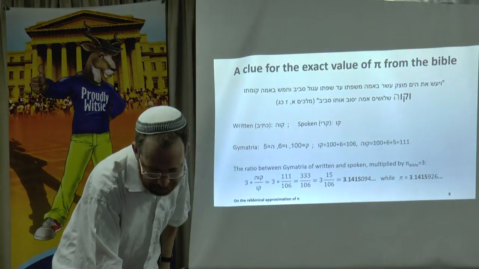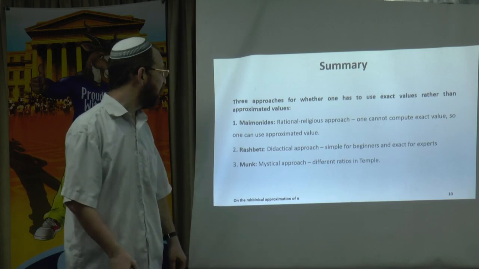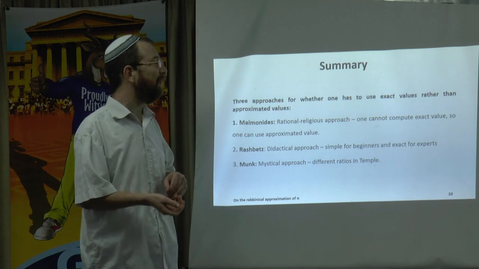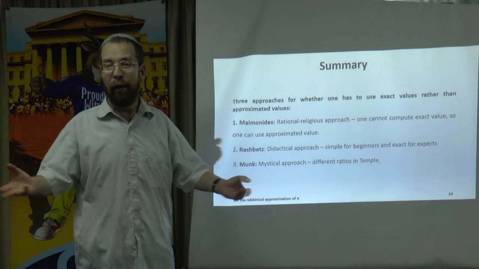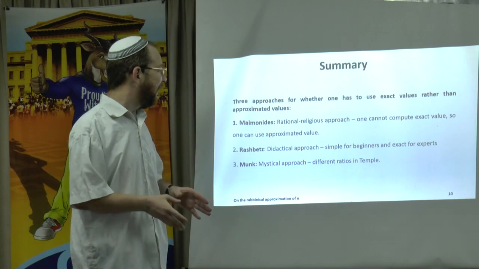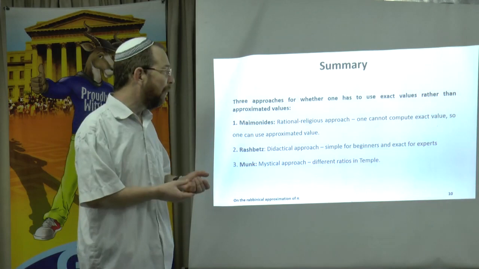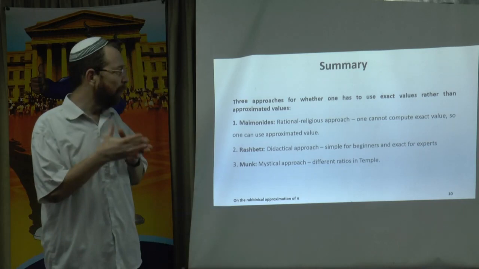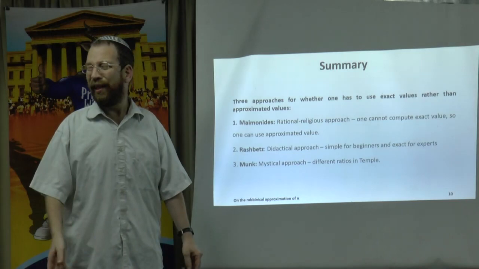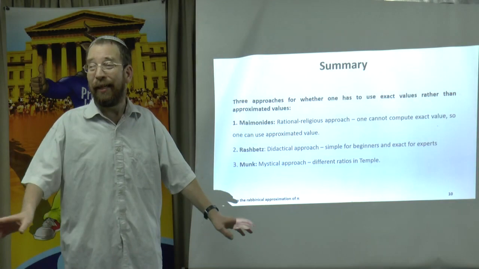Okay, so to summarize, we saw three approaches to whether one has to use the exact value or the approximated value. Maimonides says we cannot reach pi anyway, so take the approximated value. Rashbat says that the rounding is for the student, but when we want to use it in practice, we need to take the exact value. And the last one was of Moon, which said it was a mystical approach, that in the Temple we have a different job. Thank you.